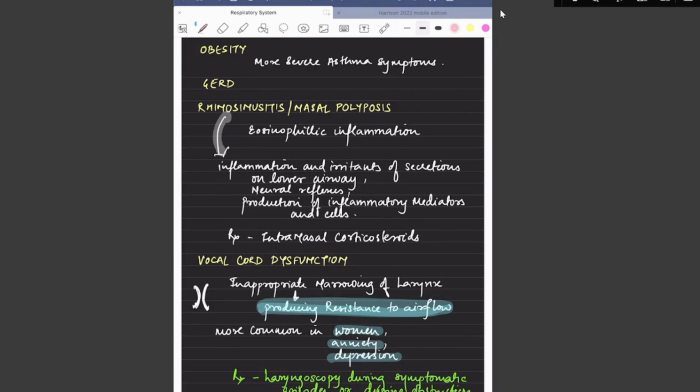Vocal cord dysfunction causes inappropriate narrowing of the larynx, producing resistance to airflow, more commonly in women and those with anxiety and depression. Laryngoscopy can be used during symptomatic episodes or during obstruction.